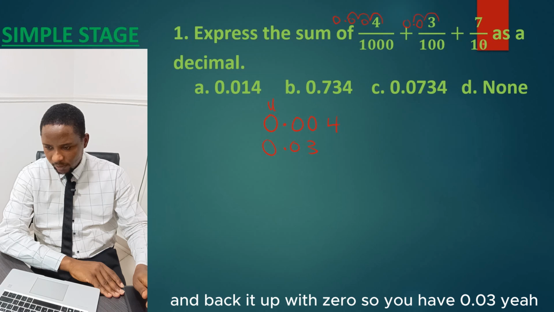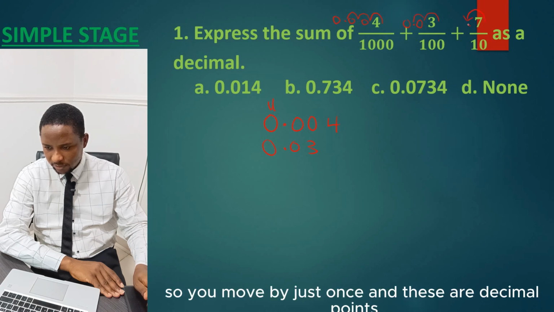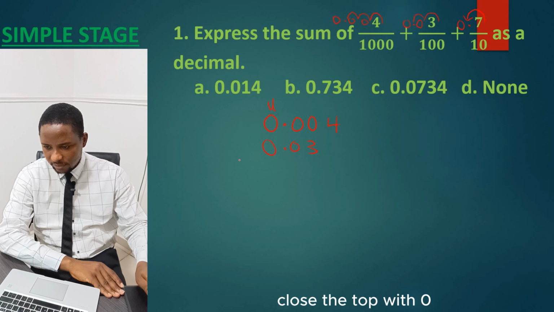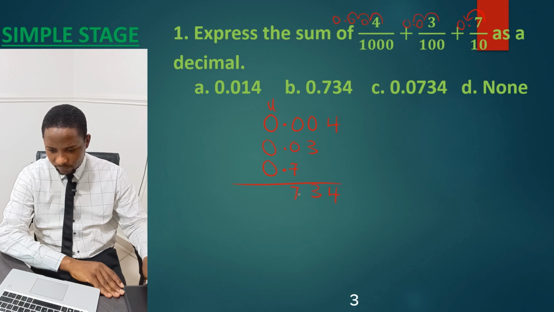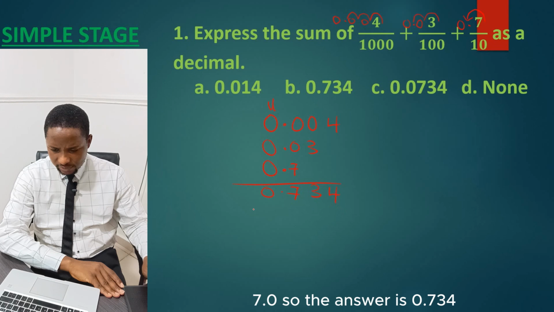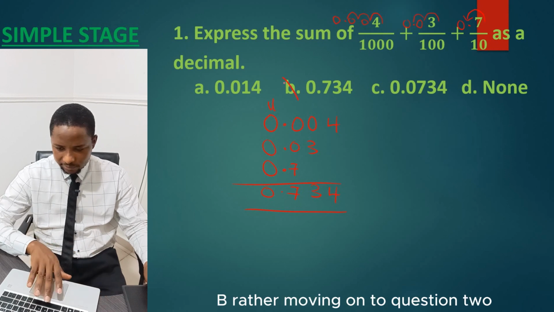0.03. Here you have 1 0. So you move back just once. And this is a decimal point. Close it up with 0, so you have 0.7, and when you add up, you have 0.734. So the answer is 0.734, and the answer among the options is B.